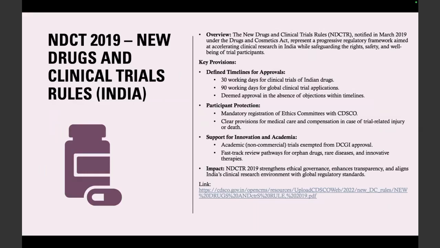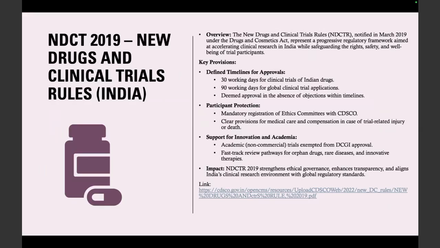This is India's most comprehensive clinical trial law to date. There are a few key highlights which I'll mention. Approval timelines are 30 days for Indian drugs and 90 days for global drugs. An ethics committee must be registered; every hospital has its own ethics committee, and it should be registered with the CDSCO. No DCGI approval is required for non-commercial academic trials. If any doctor is doing an academic trial, there is no DCGI approval required. He can do the academic trial only after ethics committee approval.